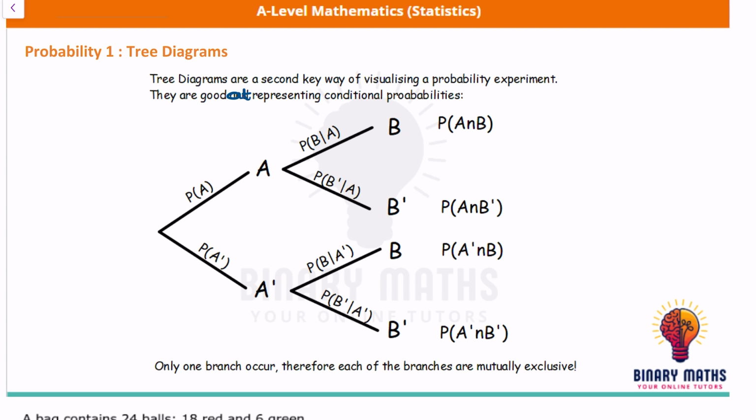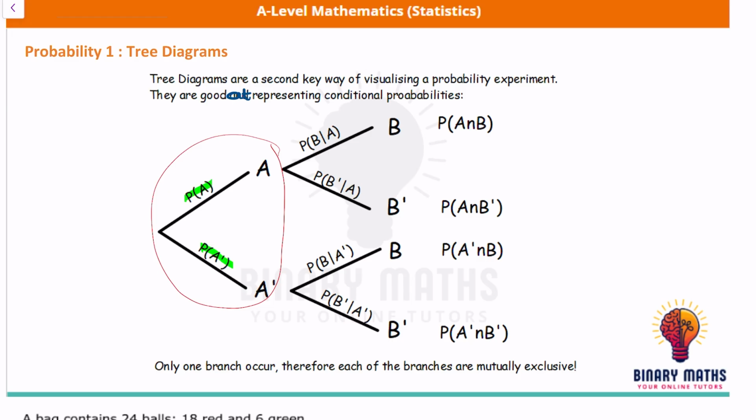Okay, so what we have normally is events at the end of each branch. So these A, B, B dash, A dash are all events. And then each of the branches is labeled with the probability of that event happening. So for example, the first one is P of A, and the other would be the probability that A does not happen. Each set of branches adds up to 1.